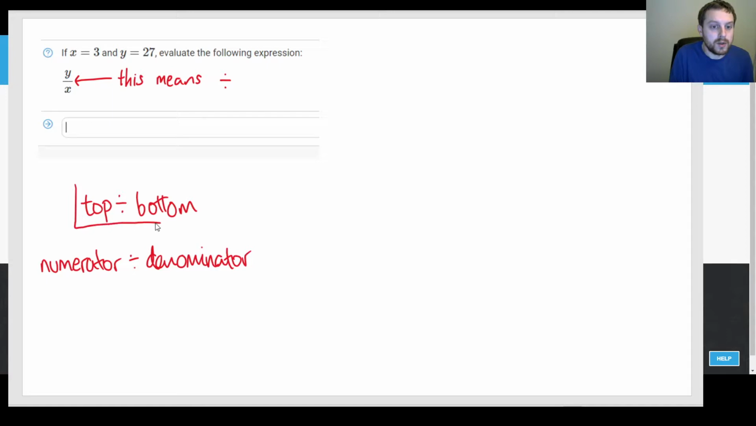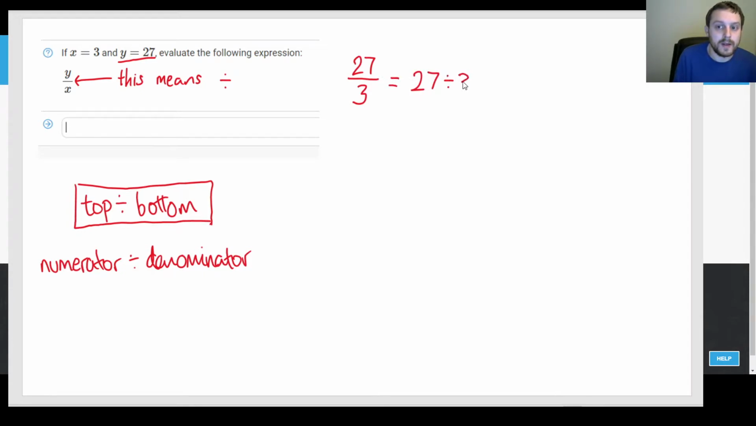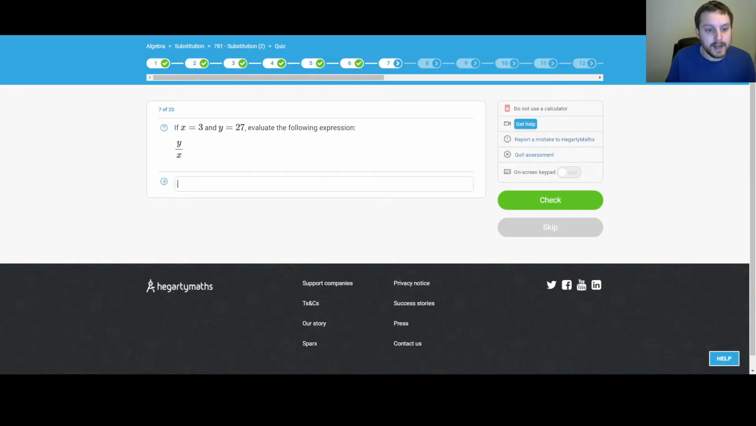Okay, so you need to make sure you know how to substitute into things that look like this with a fraction line in them. So for us, this is going to be 27 on the top because it says that y is 27. Okay, so I'm going to put it in the top. And then the fraction line, and then x is 3, so I'm going to put 3 on the bottom. But this means 27 divided by 3. So if you count up in threes until you get to 27, you'll realize that you need 9 of them. So 27 divided by 3 is 9. So therefore, I should put 9 into this.